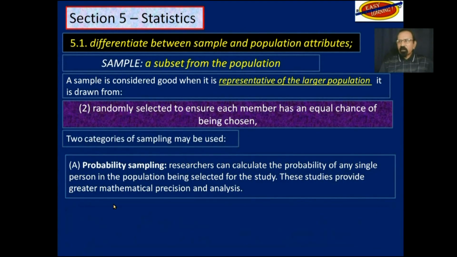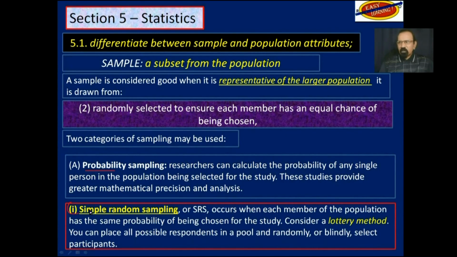We take a closer look at probability sampling. The first one is called simple random sampling, SRS, which occurs when each member of the population has the same probability of being chosen for the study. You could think of this as the lottery method. Place everybody's name in a bag and blindly select however many people you want in your sample. We come to size just now.